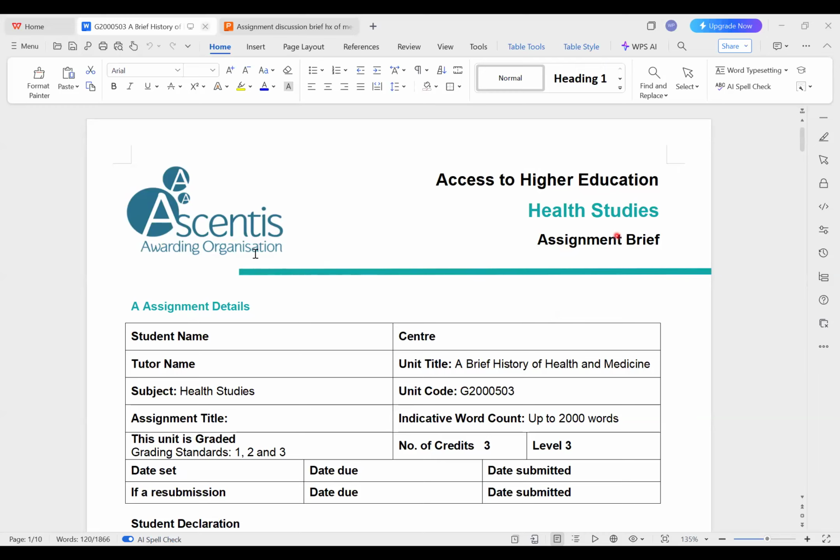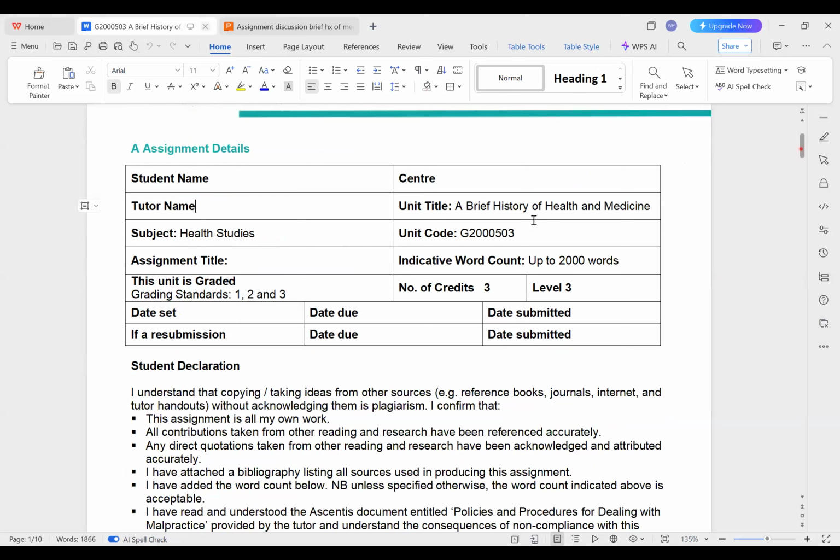So this is your assignment brief. Your assignment details are mentioned here. This is how you have to do your assignment. This is the document on which you have to do your assignment. This has your student name, your center, which is UK Versity, your tutor's name, which can be my name. The unit title is a brief history of medicine and health. The subject is health studies. This is the unit code. The assignment title will be the same, basically. And the word count is up to 2,000 words. Just leave this as it is.